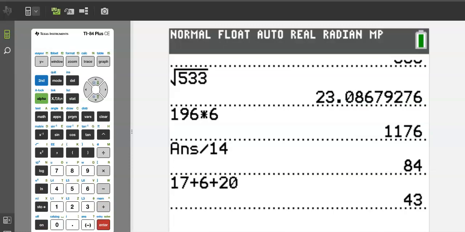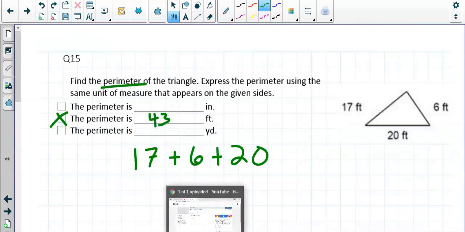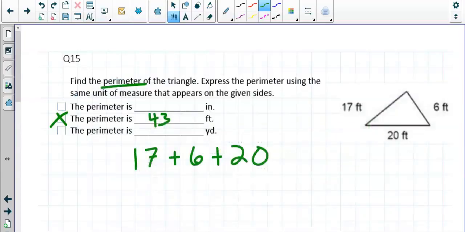And then make sure that you select the correct label. It's all about feet. So again, it's in the middle, and that was 43 if I remember right. Right? 43? Let's take a look. Yep, 43. There you go. Perimeter. Add up around the outside.